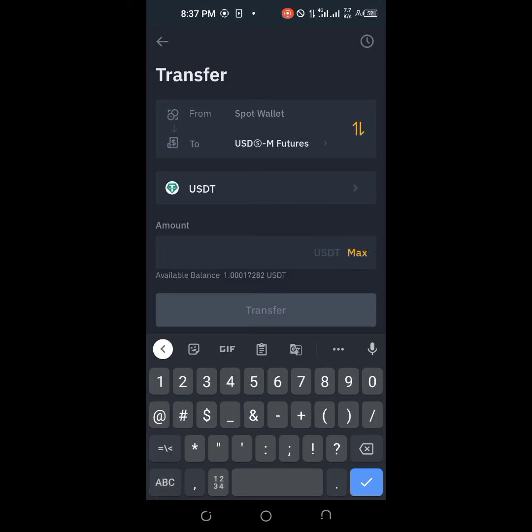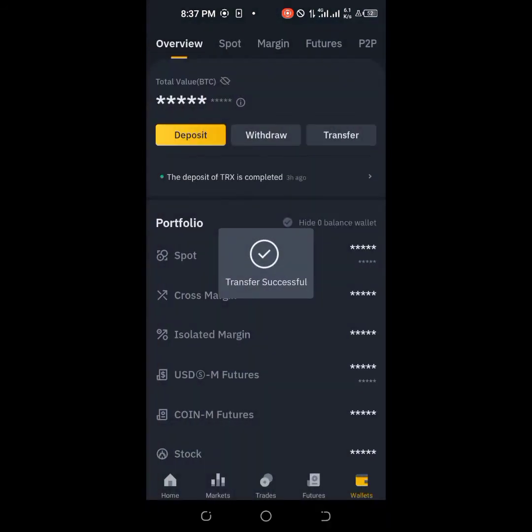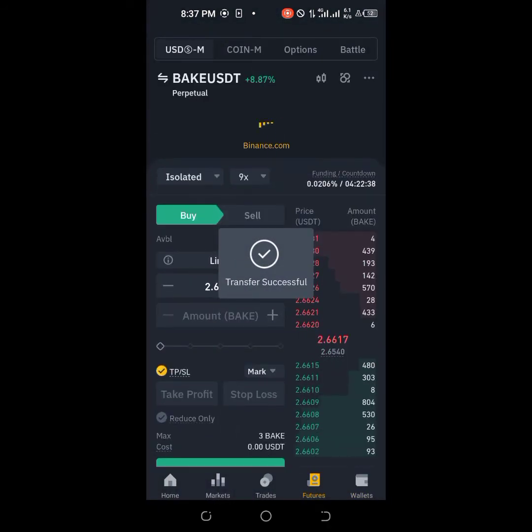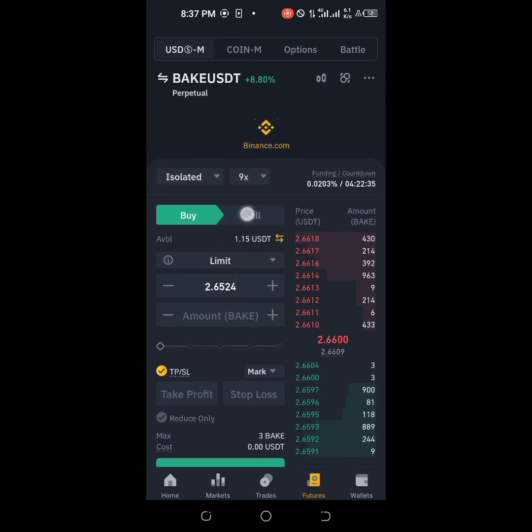So let me transfer this one. Okay, I have one USDT here. You can see I have one USDT at my balance. So let me transfer it to my USDM futures account, and it will reflect immediately. It does not take 2 minutes or 3 minutes. It will reflect immediately. You can see that success. So now, hope you can see this, you see immediately it has reflected.